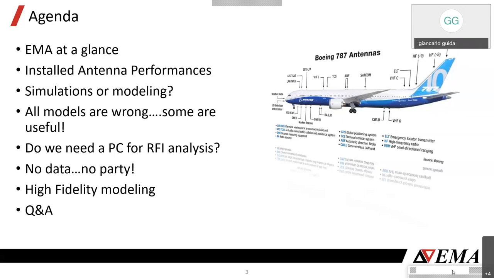exist or is not available? In the last part of my presentation, I'll show you an example of high fidelity modeling of a radio frequency interference problem between a UHF and a GPS antenna mounted on board of a helicopter. And the last part of the session will be dedicated to question and answer.